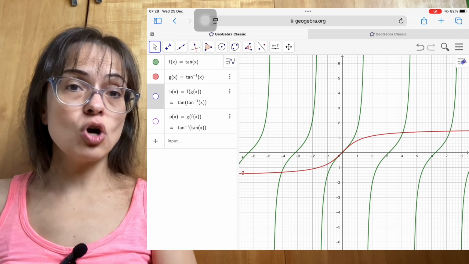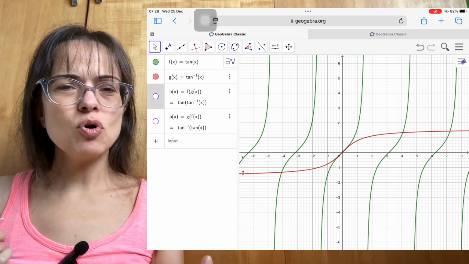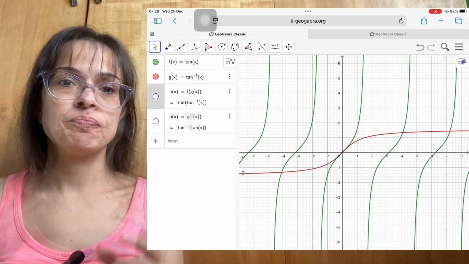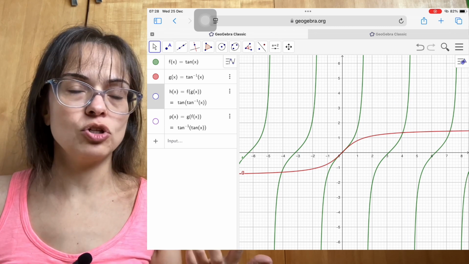And also, it's not just going to be the whole line y equals x, because I am composing back with the inverse from a different interval. So it can't just cancel out. The answer can't just be x. That's what's been happening in all of the examples.